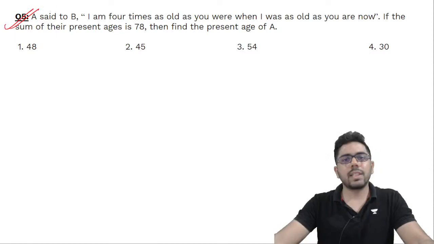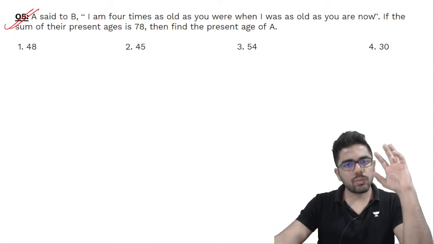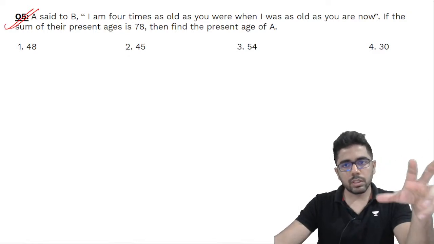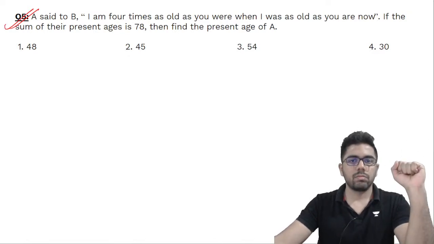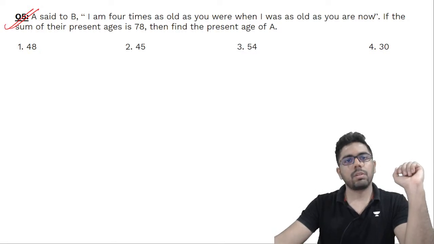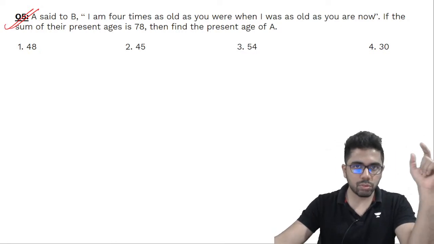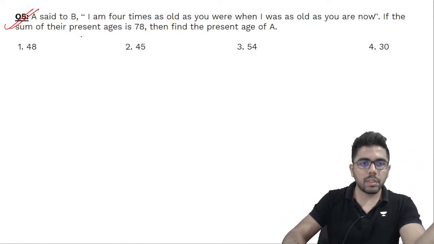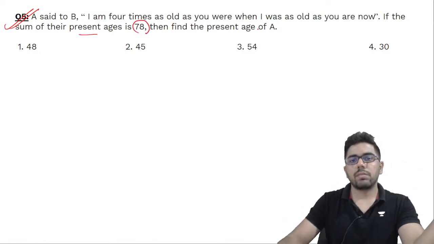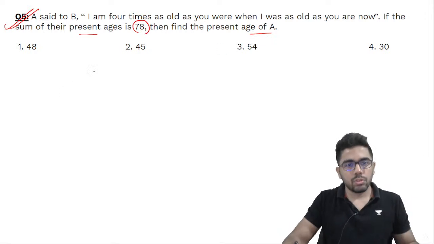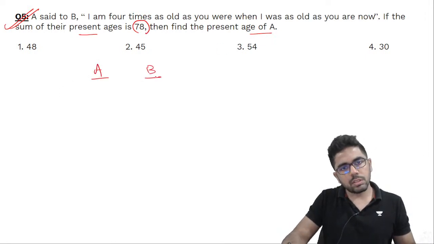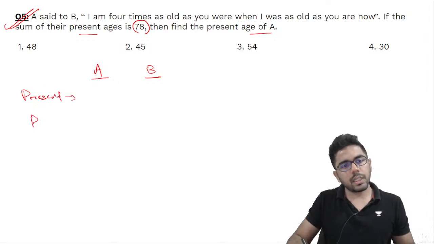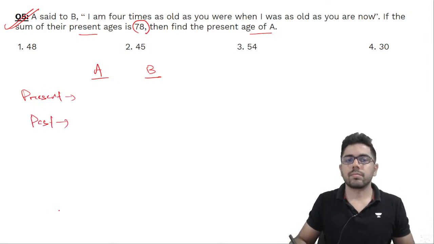So A said to B, I am 4 times as old as you were when I was as old as you are now. It's a little confusing statement if you look at it. Now if the sum of their present ages is 78, then find the present age of A. So when this question is being discussed, two aspects are being discussed: present and past.